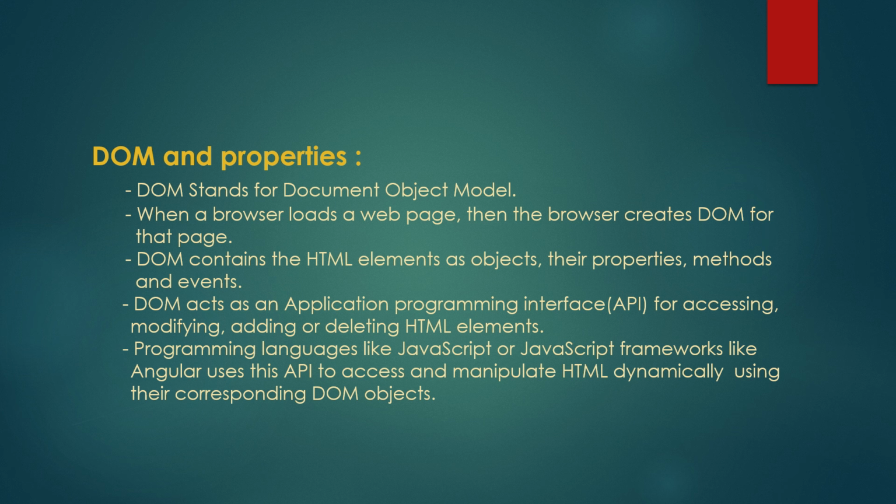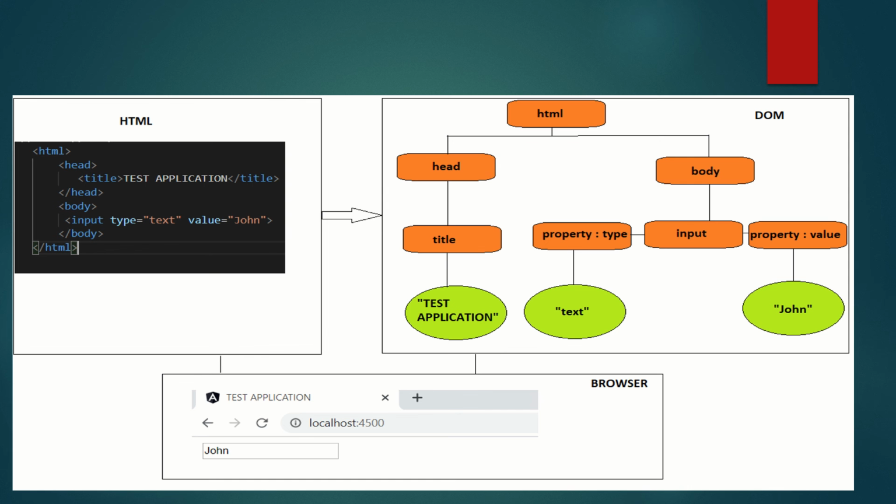The browser uses this DOM as an application programming interface so that any programming language like JavaScript, or Angular, uses this API to modify the content in the DOM by adding, removing, or changing some properties of the DOM. Okay, let us try to understand the same thing with a simple block diagram.